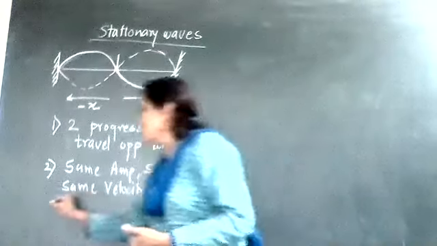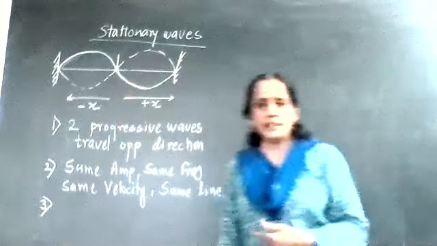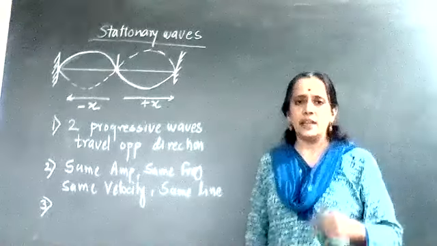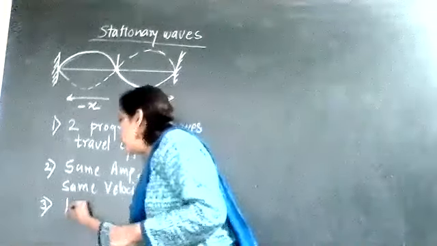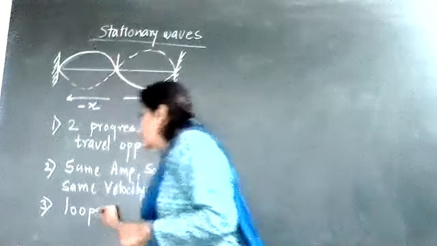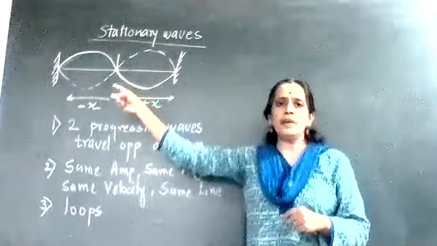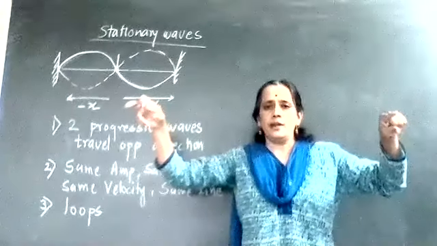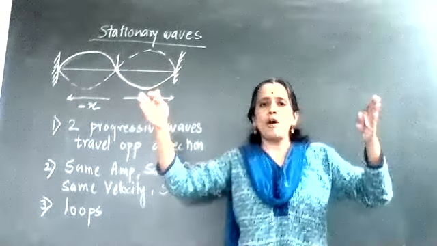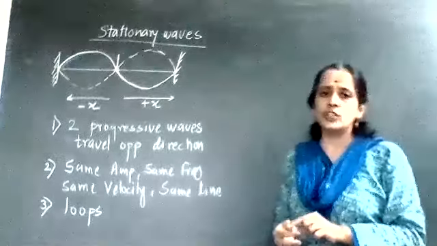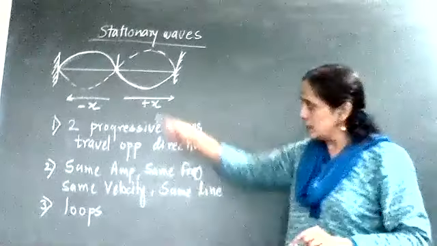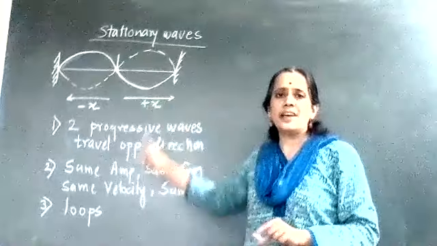And when these stationary waves get formed, at that time we are getting a wave which is in the form of loops. So along the string, I am getting a number of loops, and that loop form is called your stationary wave. So in this manner, your stationary wave will get produced.